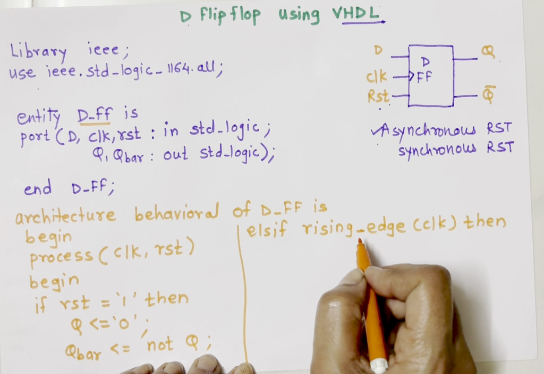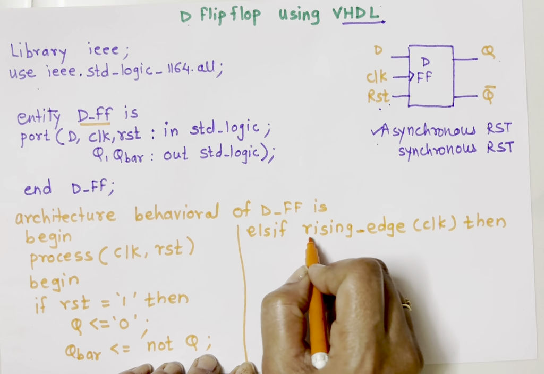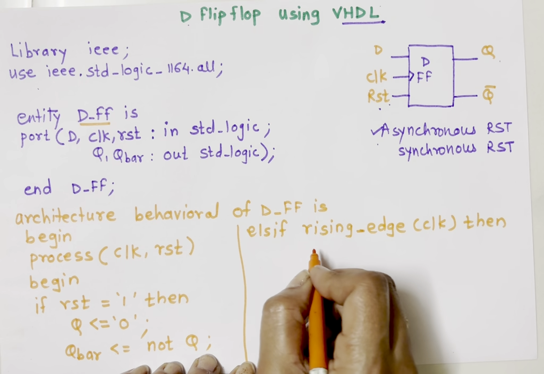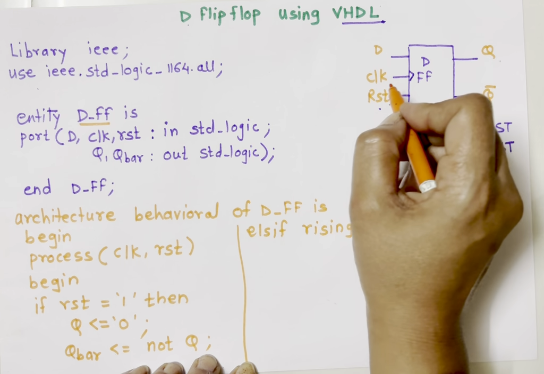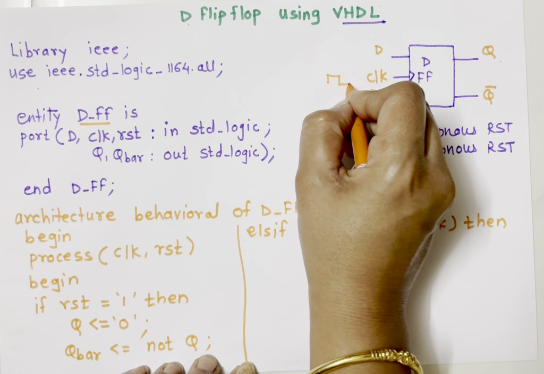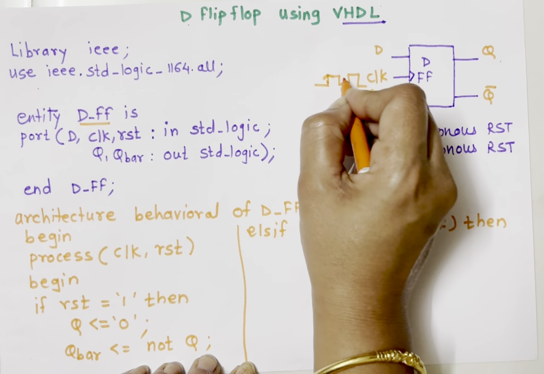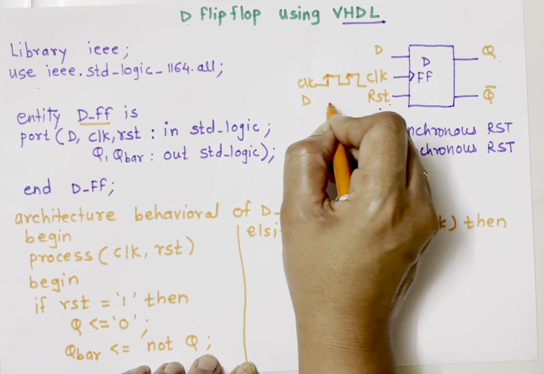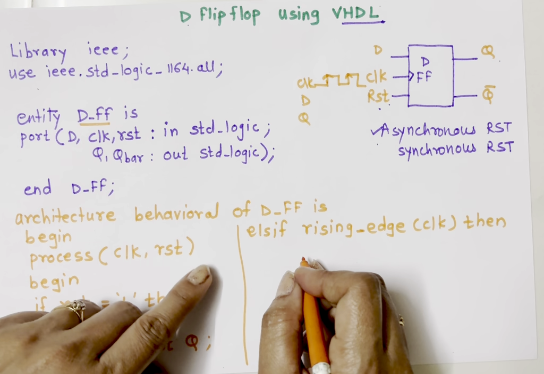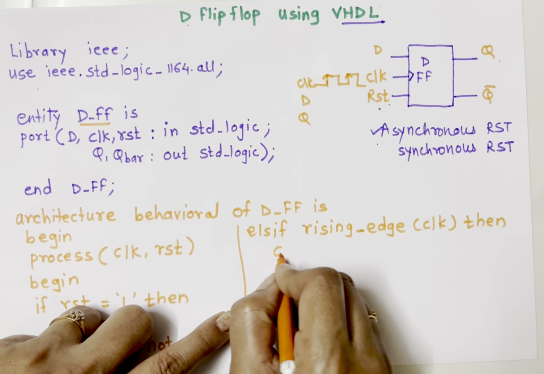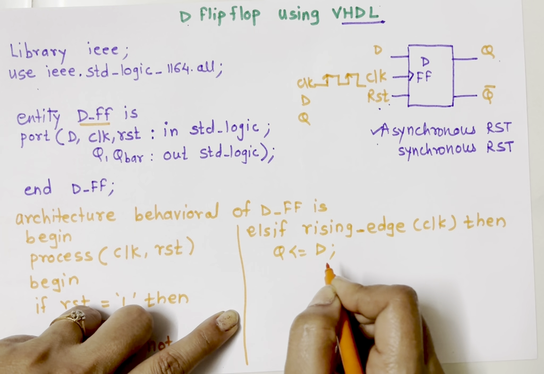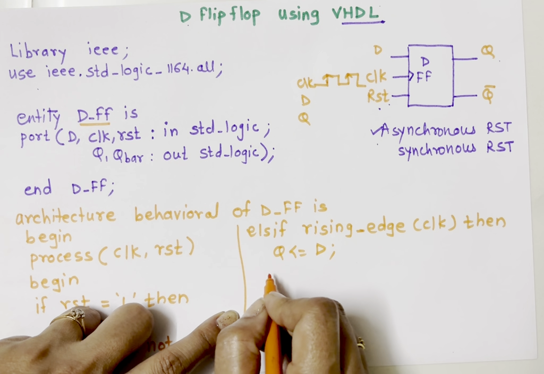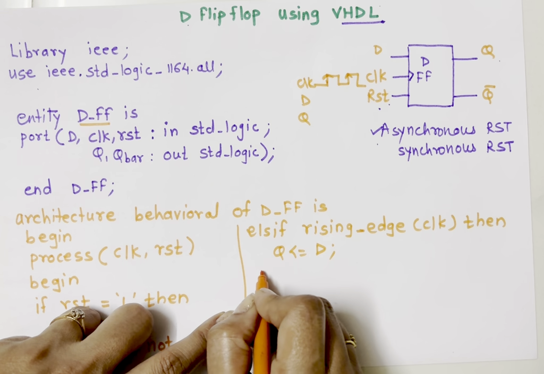If my flip-flop is falling edge triggered, then instead of rising edge, I'll write falling_edge. So elsif the rising edge of clock comes, then at every rising edge of the clock, it will check the value of data, and based on the value of data, what I'll get is Q. So at the rising edge, Q is assigned as what? D. And in between two rising edges, what will happen? Q will remain the same as the previous value of Q.